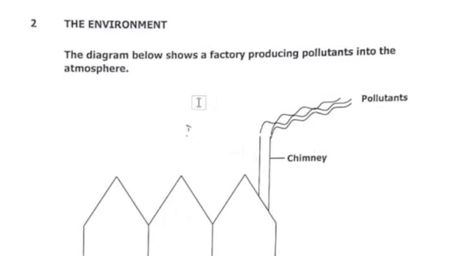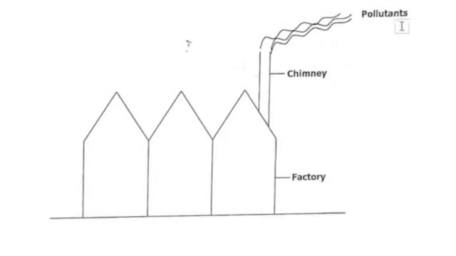Okay, let's go to question number 2. So question number 2 is coming from environment. The question is as follows. The diagram below shows a factory producing pollutants into the atmosphere. So we can take time and study the diagram. So we have got pollutants, chimney, and factory.